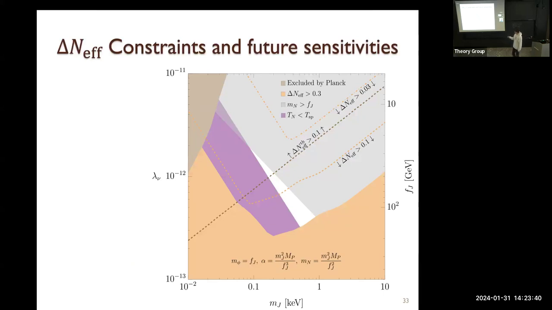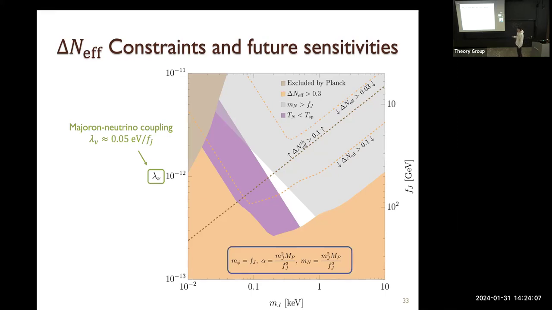Here, the x-axis is the Majoron mass in terms of keV, and on the y-axis I show the Majoron neutrino coupling, which is 0.05 eV over f_J, the Majoron decay constant. Of course, in our case the Majoron decay constant, which I show here on the right-hand side, is more important, but this Majoron neutrino coupling is a more conventional plot for the constraint, so I used this lambda_nu. And to relate the model parameters to m_J and f_J, I use just order one coefficients for kappa and so on. So this is our relation. The whole result can be modified by order one from different parameter choices.